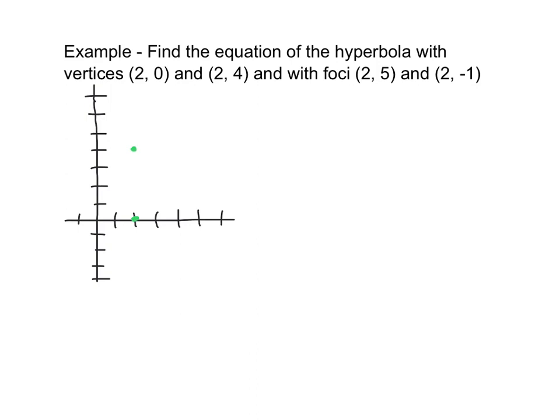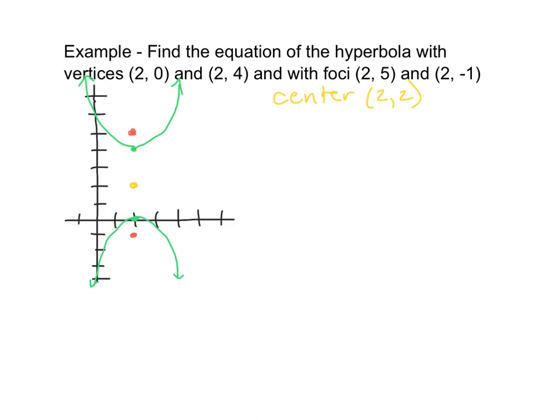and the foci at 2, 5 and 2, -1, the first thing that you'll notice is that because hyperbolas are symmetric, we can find that the center is at 2, 2. Because we know the foci are inside the branches of the hyperbola, we know our hyperbola is going to open up and down. This, together with the center information, means we have a lot of what we need to start writing the equation of our hyperbola.